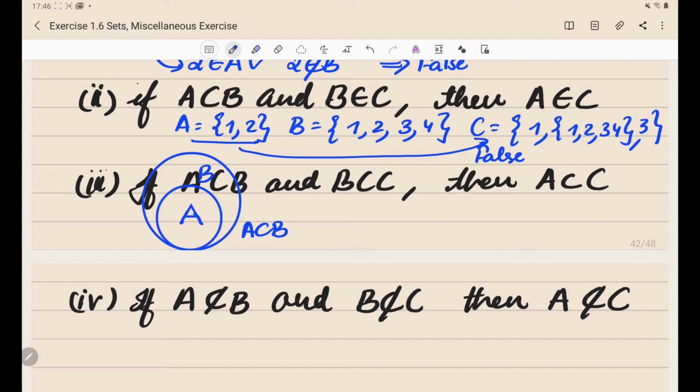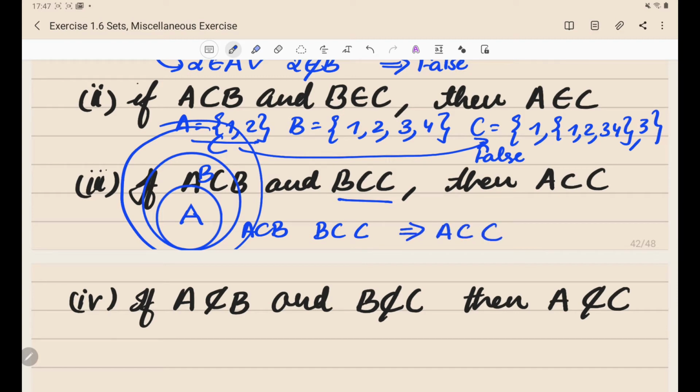Now let's consider another set. It is said that B is a subset of C. So under the set C, the B comes. So B is also a subset of C. While looking at the Venn diagram, you can easily say that this implies that A is also a subset of C. Other than that, if you want to do it with problems, you can just take an example.